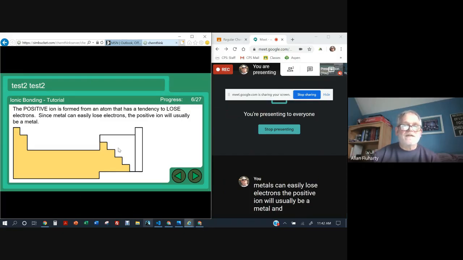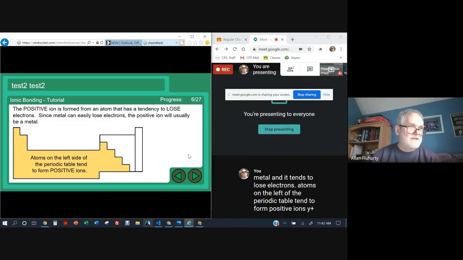And we recognize this. If you look at the yellow portion on the right-hand side, there's this stair step. So this is the periodic table. Draw the stair step. Anything on the left of the stair step is a metal, and it tends to lose electrons. Atoms on the left of the periodic table tend to form positive ions. Why positive? Because they lose electrons. If you lose a negative charge, if you lose negativity, you become positive.